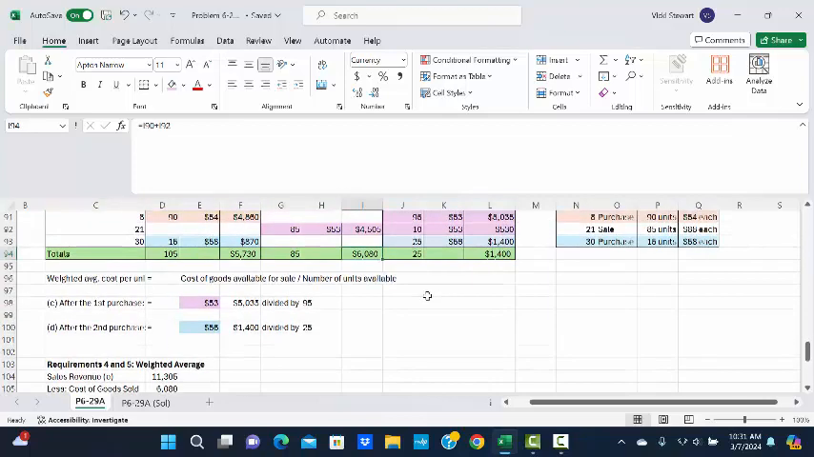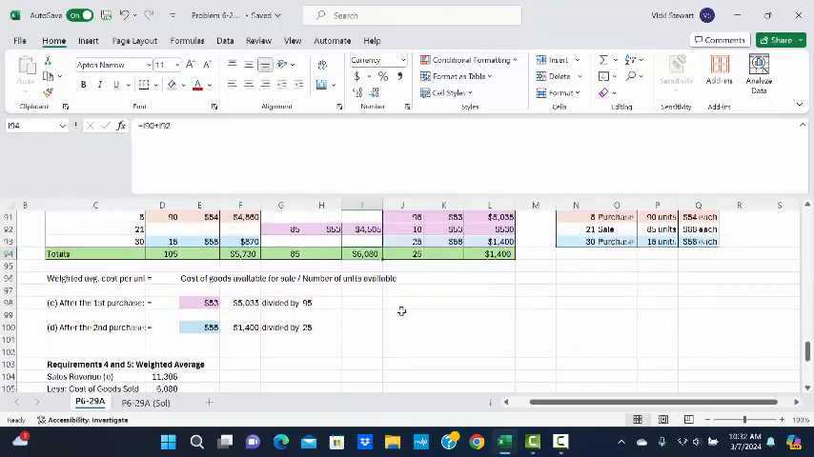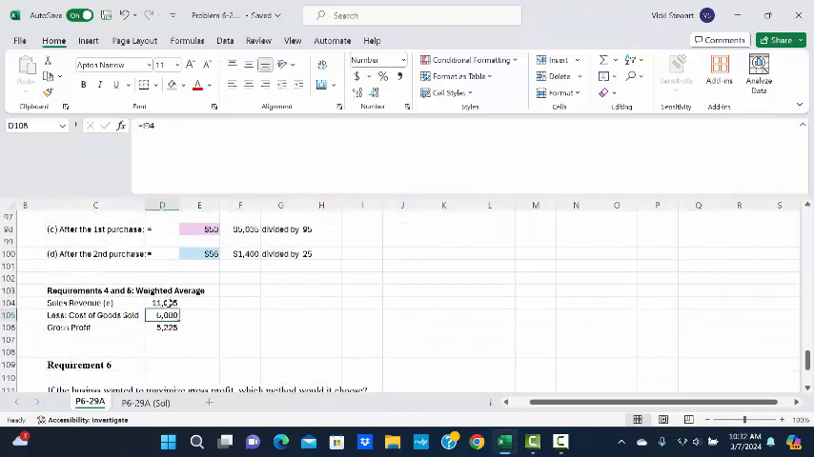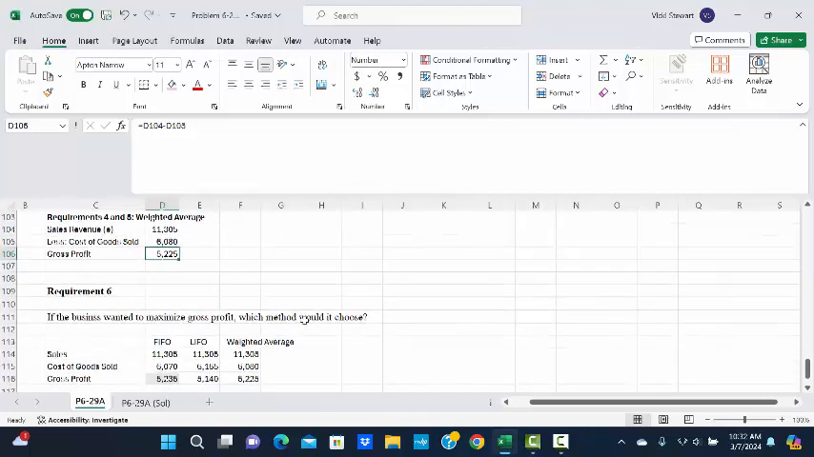Requirement 4 was the cost of goods sold. So we add the 1,575 and the 4,505 for the two cost of goods sold for those two sales, and we get $6,080 using weighted average. So when we subtract that from our revenue, as we had previously calculated, of $11,305, we get gross profit using weighted average, which is requirement 5, of $5,225. Requirement 6 asked if the business wanted to maximize gross profit, which method would it choose?